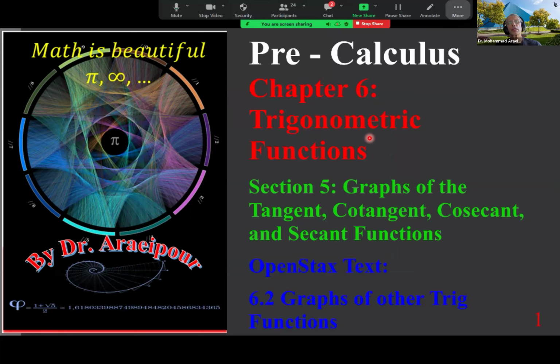Good afternoon, class. We are looking at trigonometric functions, section 6.2, graphs of other trig functions.